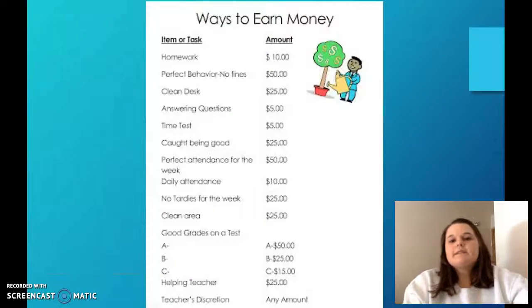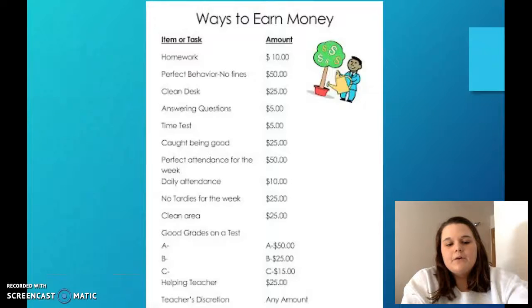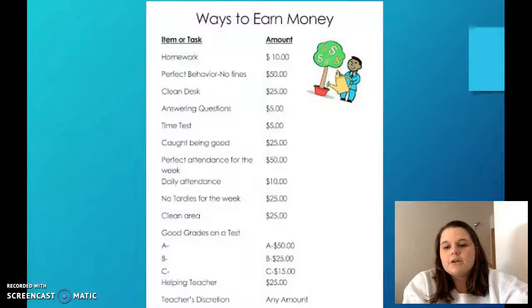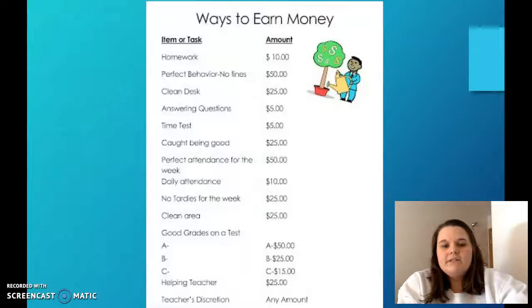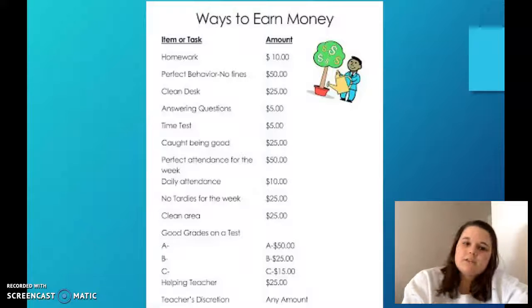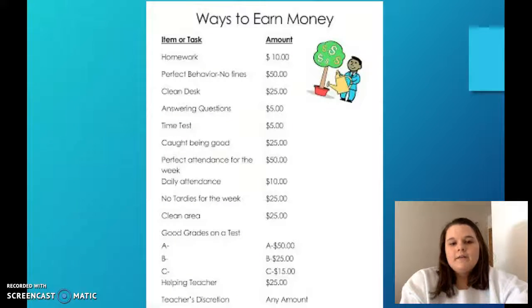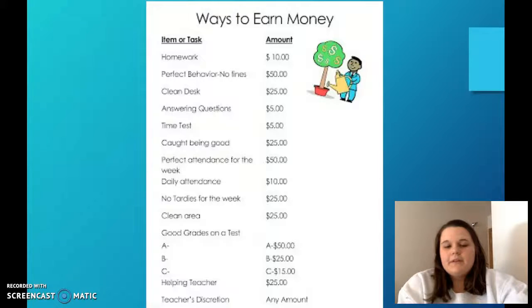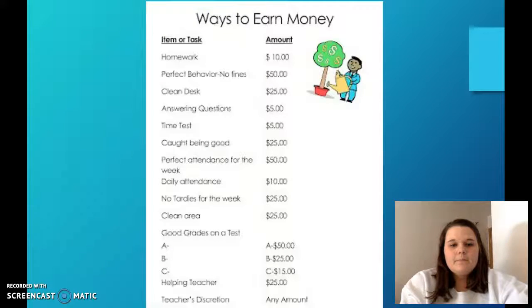So the system is set up and students each have a way to earn money. So if they do their homework, they get $10, if they clean their desk or they answer questions correctly, or if they're caught being good or they have really good attendance, then they get money. But if they also misbehave, those are called fines. So then at the end of the month, they'd have to pay the teacher.